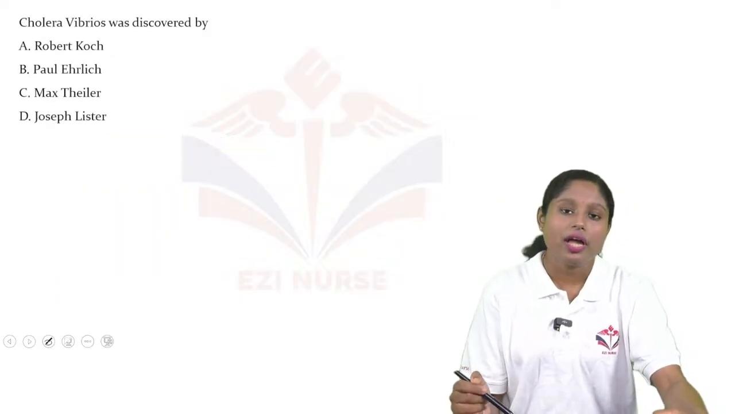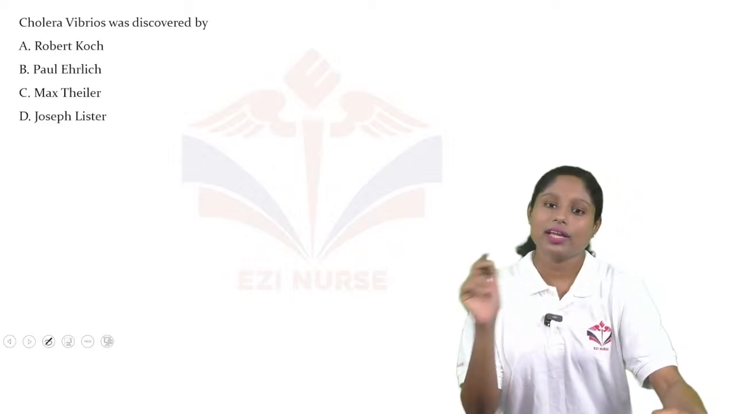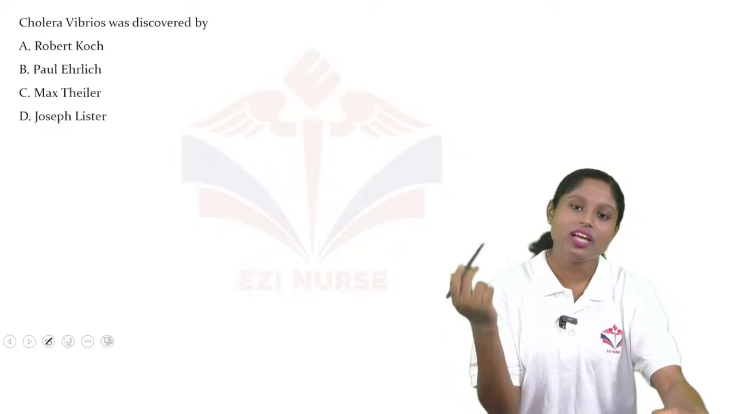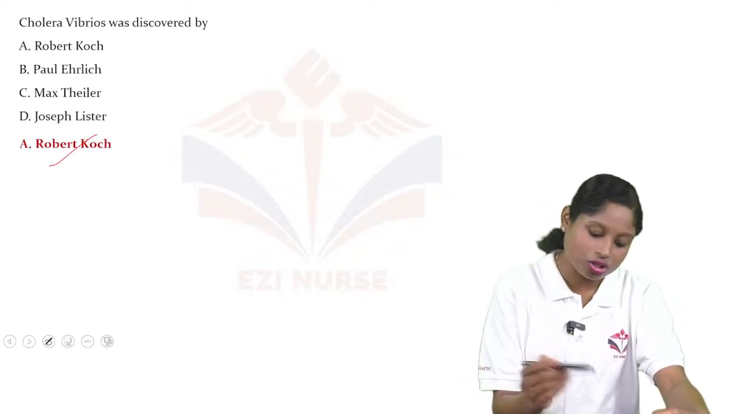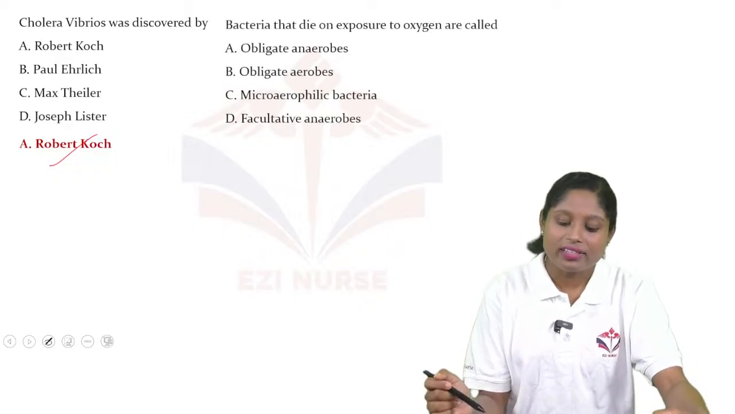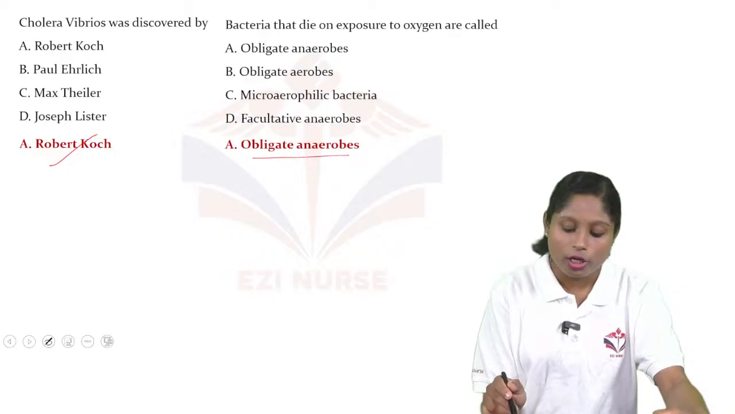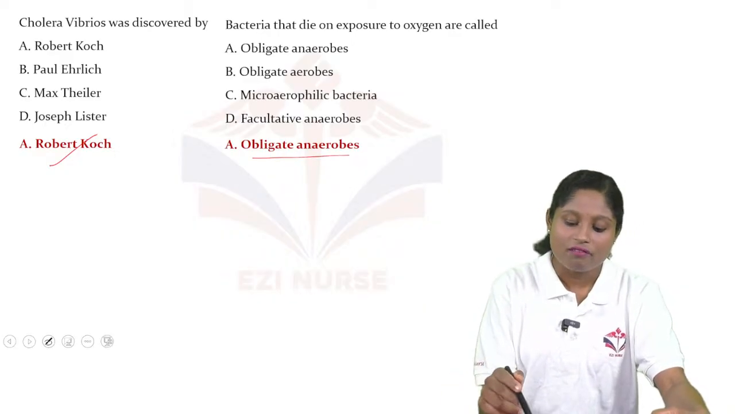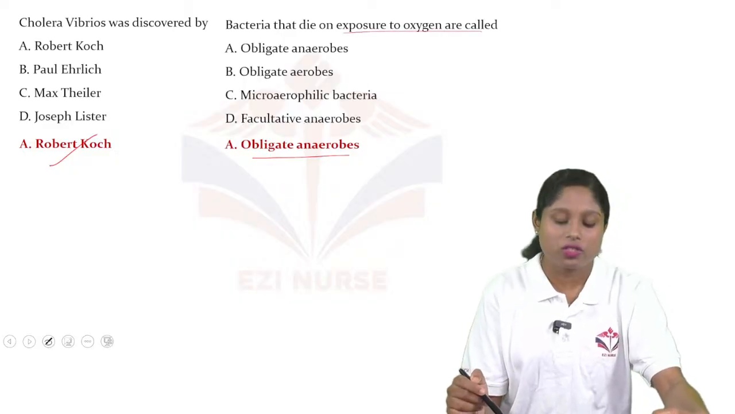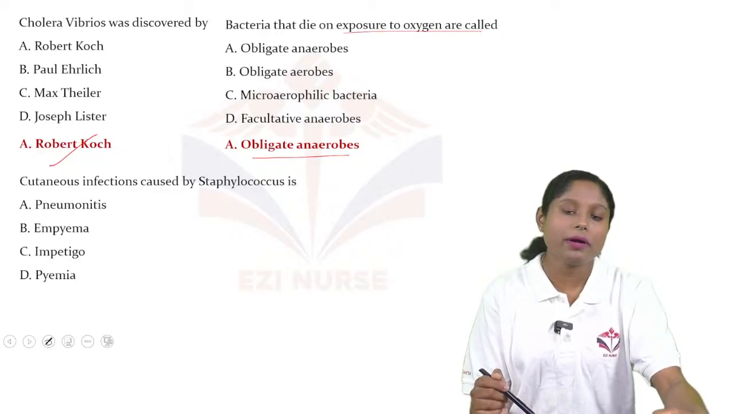So next question, cholera vibrio was discovered by whom? In the first class itself, we started with this question. So cholera vibrio was discovered by Robert Koch. Yes. So bacteria that die on exposure to oxygen are called what? So it is obligate anaerobes. So these bacteria will die on exposure to oxygen. It is obligate anaerobes.